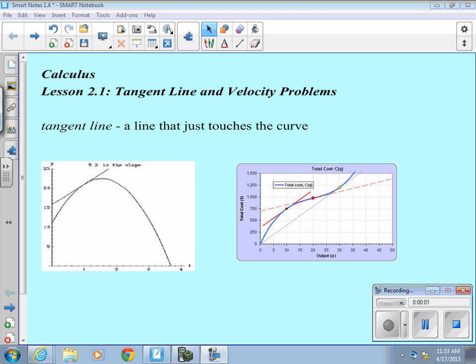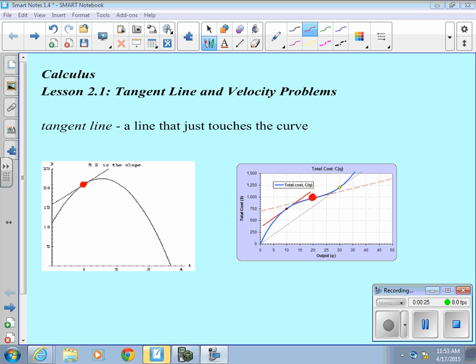Today we're going to begin to talk about tangent lines. Now, a tangent line is a line that just touches the curve. It touches the curve so that the tangent line and the curve only share one point. In this first picture, that happens about right here. They only share one point. And in the second picture, it shares right here.